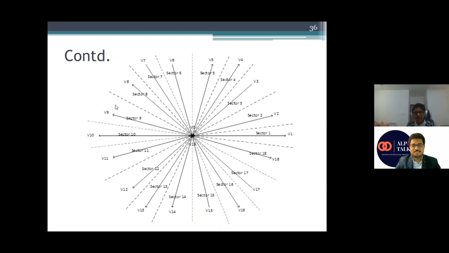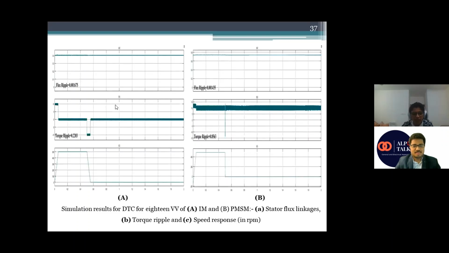This is the square diagram for 18 voltage vectors, and this is the output which I am getting. It is the least among all: 0.2203 and 0.8563 in the torque ripples, and in flux you can see it is 0.001675. The smoothness can also be seen in these diagrams and results.